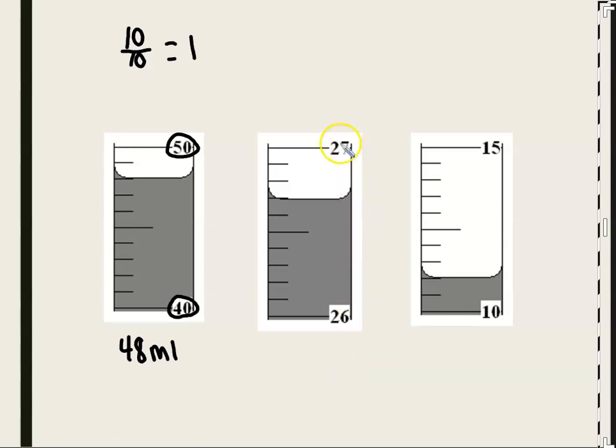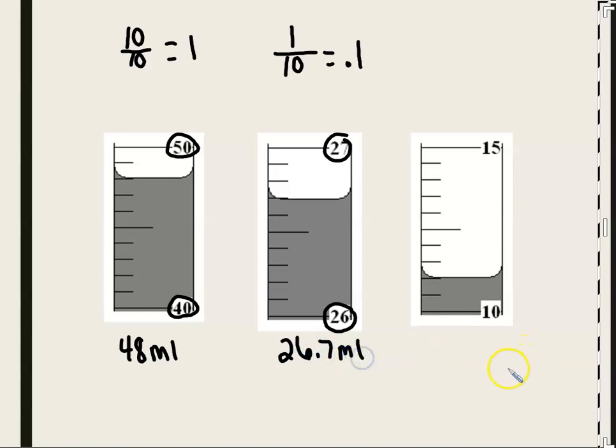All right. So when you look at this one, you want to look here. The difference between 27 and 26 is not 10. It's just 1. So that's the top number. I would count how many lines. 1, 2, 3, 4, 5, 6, 7, 8, 9, and 10. So each of them is a tenth, or 0.1. So I know this is 26.1, 0.2, 0.3, 0.4, 0.5, 0.6, 0.7. So this is 26.7 milliliters.